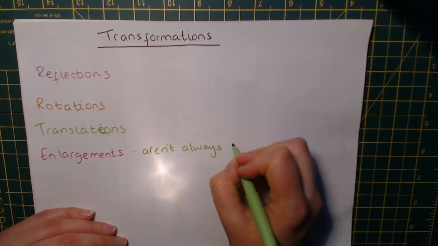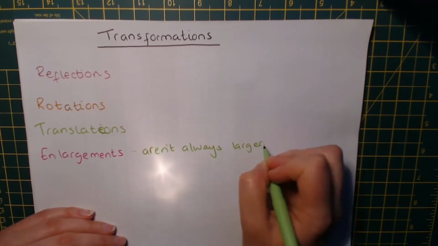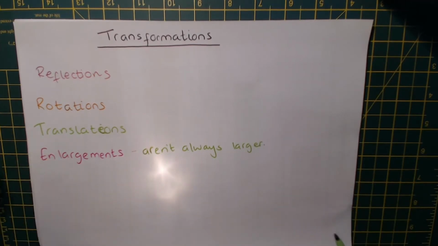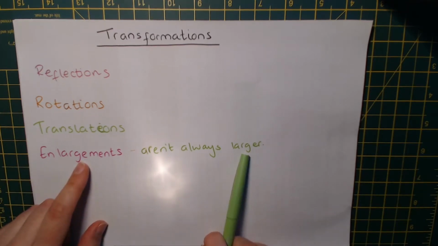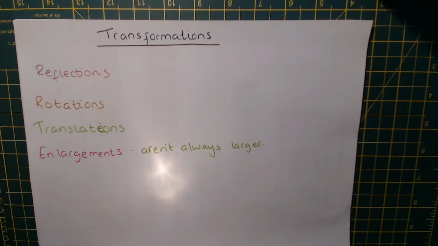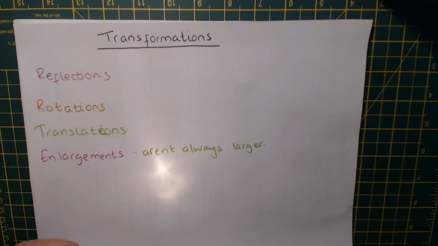Enlargements aren't always larger, which is strange because with enlargement, we think it's going to get bigger. It doesn't necessarily always get bigger. Sometimes an enlargement can make things smaller, and in maths that happens a lot, so we need to be careful with that. It doesn't always make them bigger or larger. So that's the ones we looked at last week.